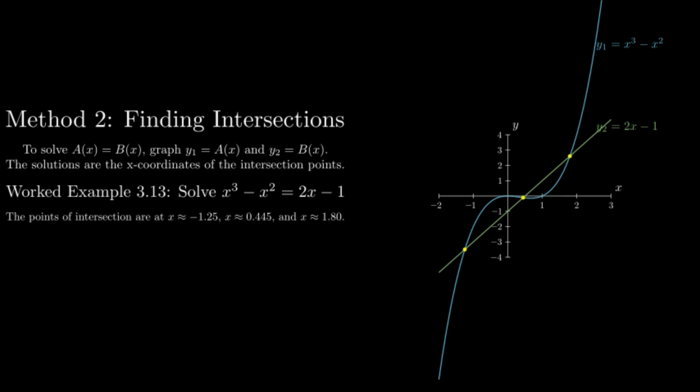Both methods are valid. Rearranging to find zeros is sometimes simpler, as you only deal with one function. Finding intersections can be more intuitive, as you're directly comparing the two sides of the original equation.